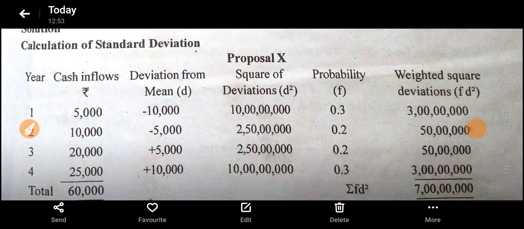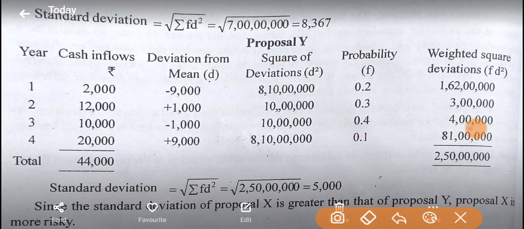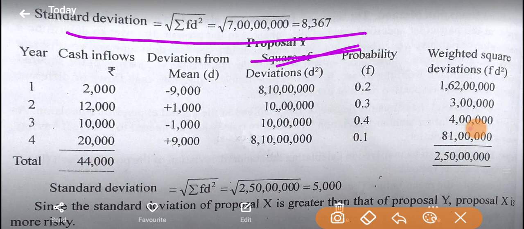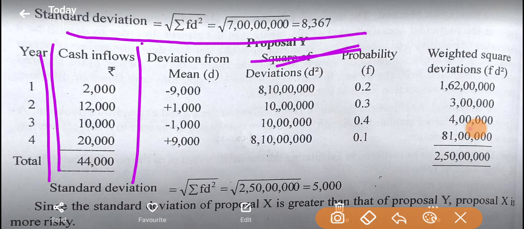So here you can see the standard deviation. When we find the square root of 7 crore, we will get 8,367. Like that, we also want to find the proposal wise standard deviation. How can we find the values of the proposal wise standard deviation? We can find it through the same columns, first column year and cash inflow. We rewrite the year column and also the cash inflows that are already given in the question.